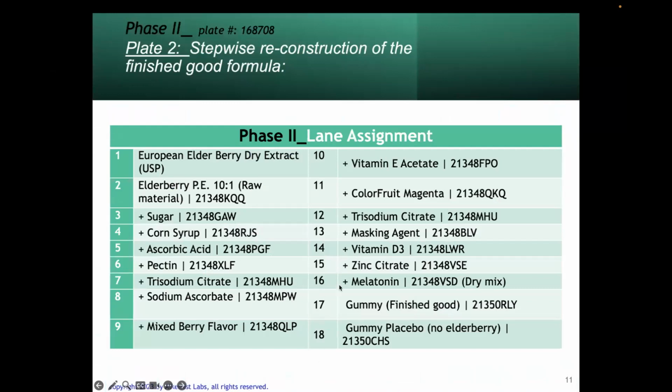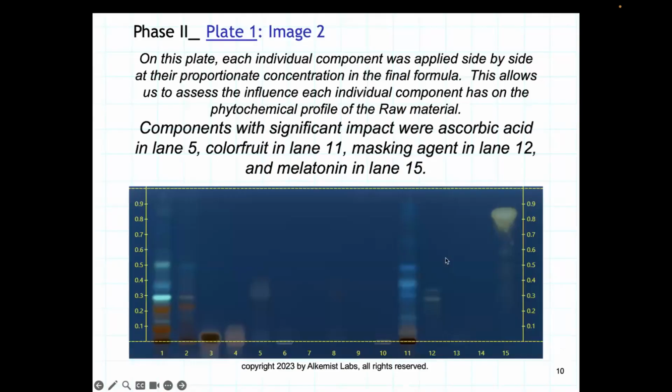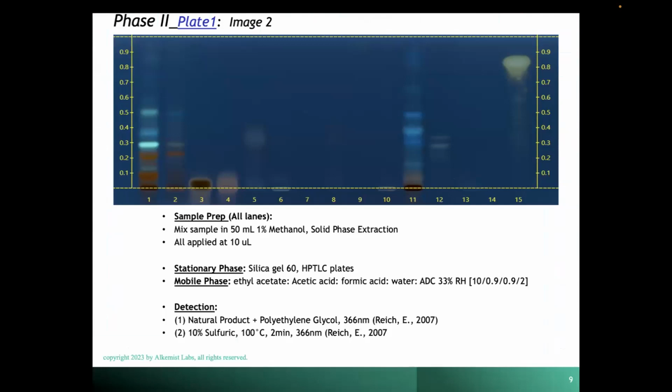So here we're looking at elderberry USP. In lane 2, we have the actual crude raw, not the crude raw material, the powdered extract that actually went into this gummy, and then each of the individual components from lane 3 to lane 16 prepared in the original concentration that they should be seen in the gummy itself.